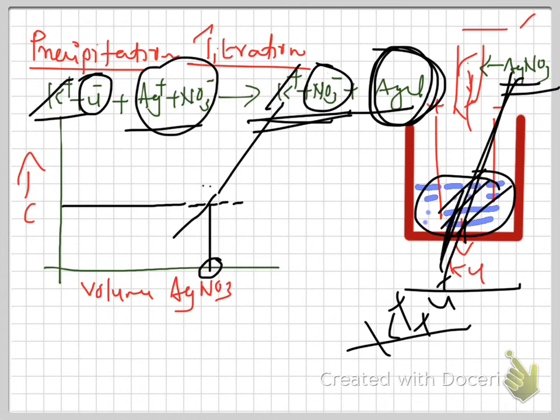This is precipitation titration. Here we don't want to use any colored indicator. Even if we are using an indicator, there will be no chance to note the exact endpoint, because of the presence of precipitate, the color change will not be very clear.